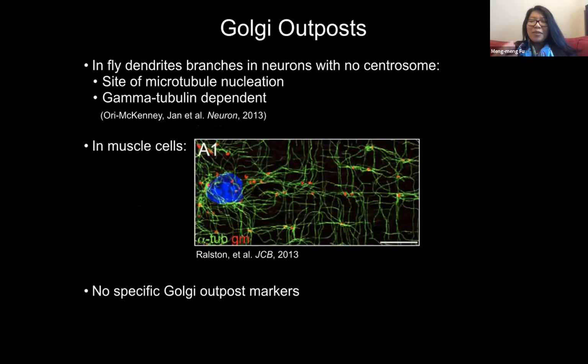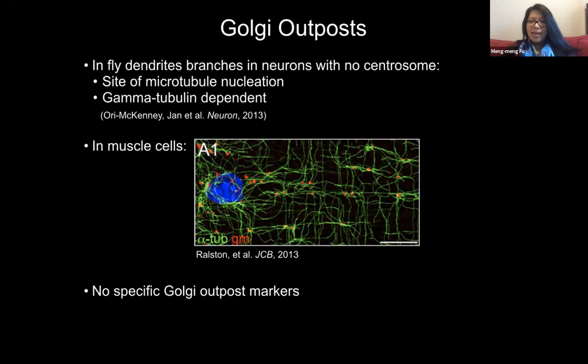In fly dendrites, in work from the Jan and Jan lab, it's thought that in a special class of sensory neurons that do not have a centrosome, Golgi outposts are the site of microtubule nucleation. And this is very important for branching of the dendritic arbor. And this is a gamma tubulin dependent process.